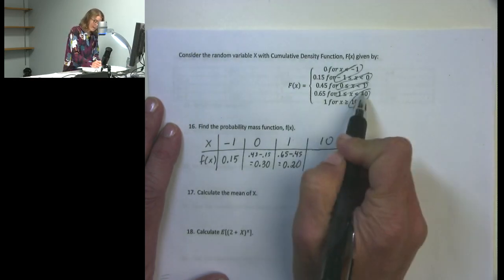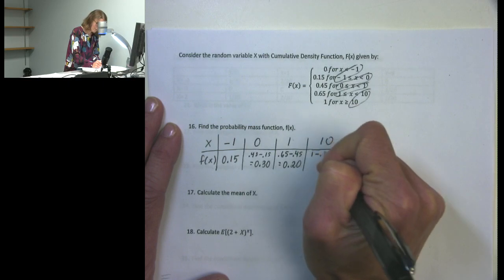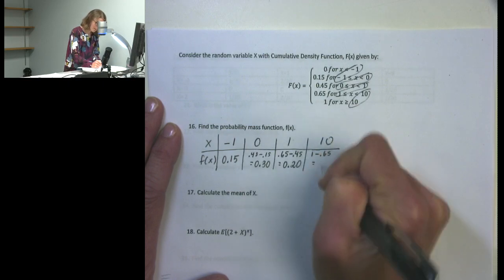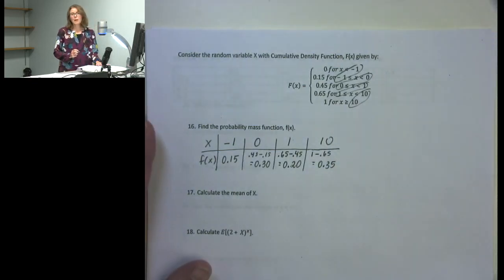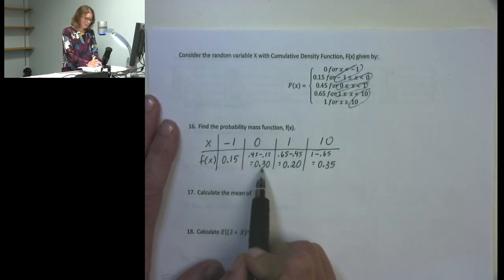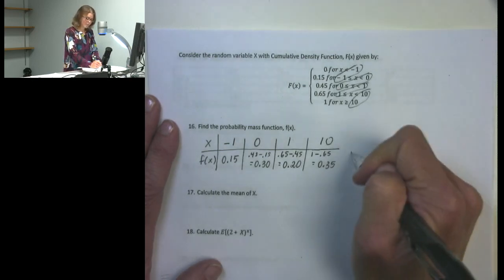And finally, at x equals 10, we step from 0.65 to 1. The size of that step is 0.35. So there's our probability mass function, and we should just double check that these all sum to 1, and they do. So there we go.